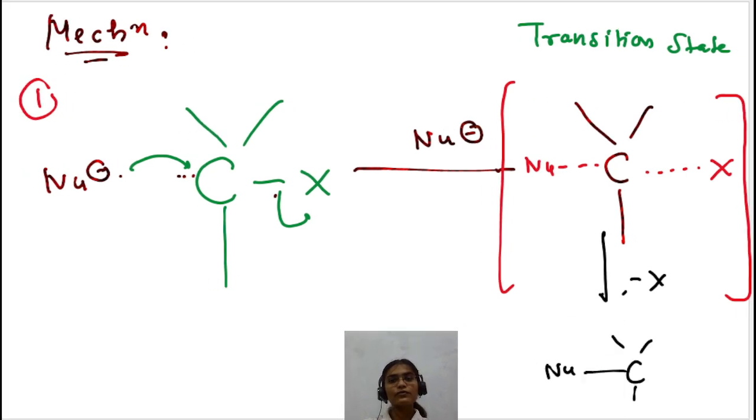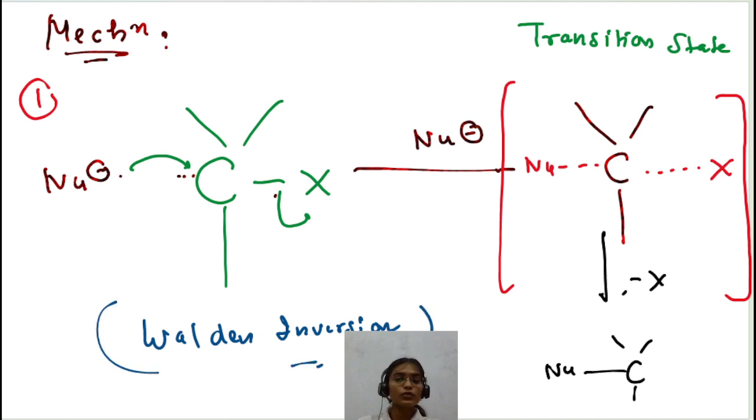Okay, I guess now it's visible. So this is how the mechanism looks, very simple. And this is one of the famous ones, maybe you already know about this. This is known as a Walden inversion. Now the question is, why is this known as a Walden inversion?